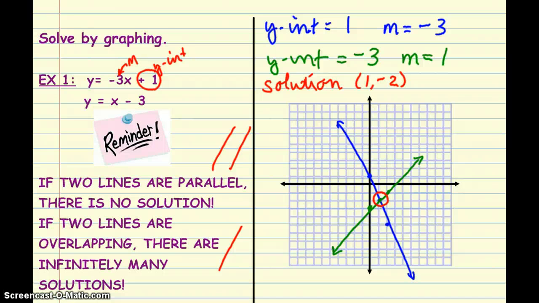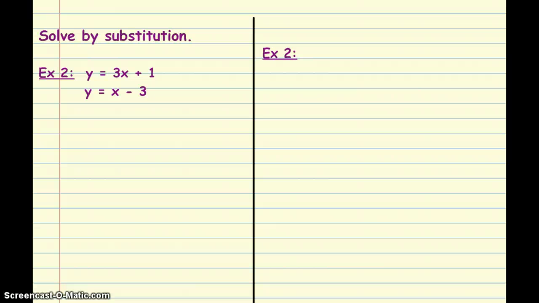Now let's take a look at the next example. In here we're going to solve by substitution. Substitution is where we take one of the equations and put it in for the other one. In this case, both equations say y equals. So I'm going to take the 3x plus 1 and replace it or put it in place of the y of that second equation. So I'm going to write 3x plus 1 equals x minus 3. Again, all I did was take the y out and put the 3x plus 1.